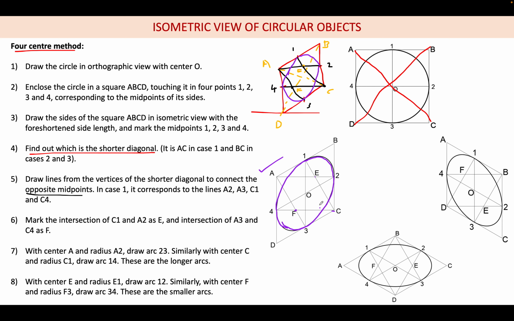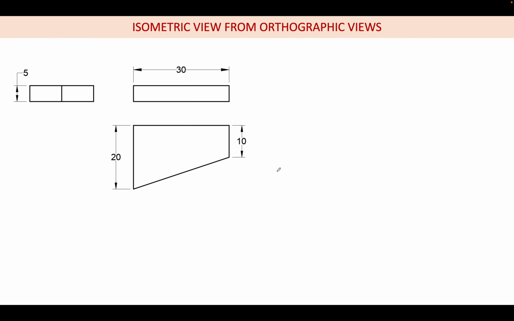So this is arc 1. With C as center we draw this arc, which is arc 2. Arc 1 and arc 2 are long arcs, and this is arc 3, this is arc 4. These two are called shorter, smaller arcs. These 4 arcs combined together give us the isometric view of the circle. It will look like an ellipse.